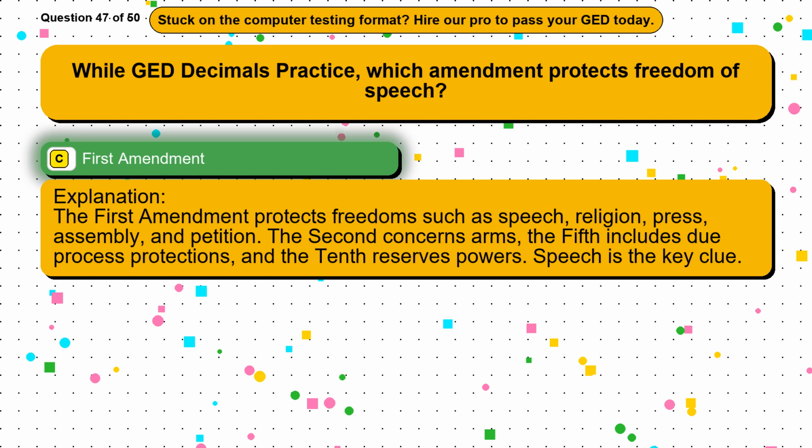The second concerns arms, the fifth includes due process protections, and the 10th reserves powers. Speech is the key clue.